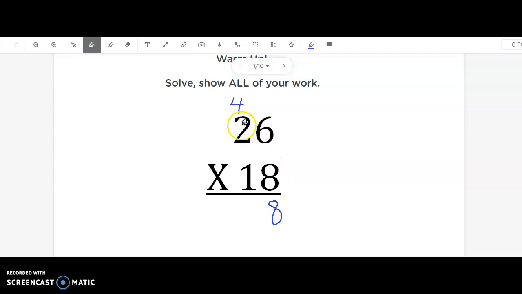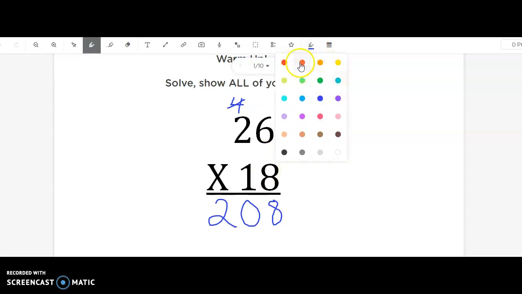8 times 2 is 16, and I have to add that 4 up there. So 16 and 4 is 20. I'm going to put it here, and I'm going to cross this off so I know I used it. Then I'm going to move to the next place because there's no more digits up top.